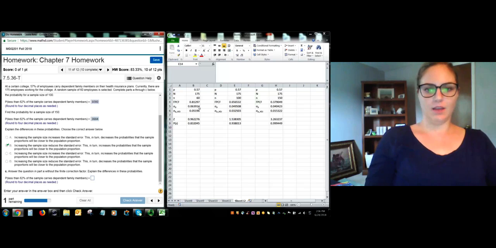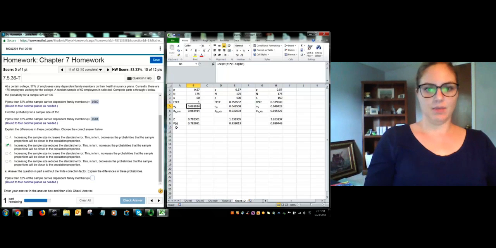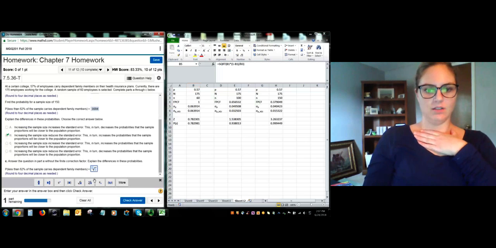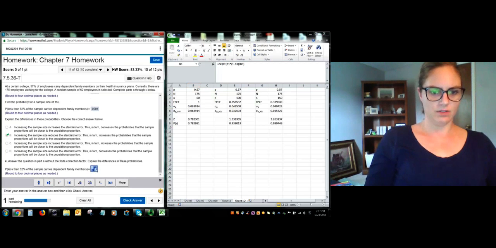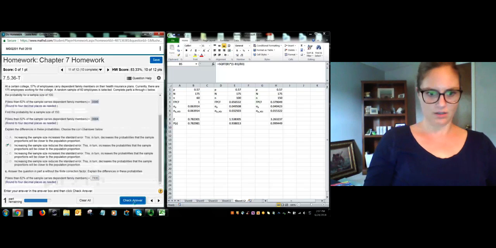All right, answer the question in part A without the finite population correction formula. So if we just took this out, this is part A here. If I simply took this out and multiplied it by 1, okay? Now what's happening is the probability is going down to 0.7830, the probability.